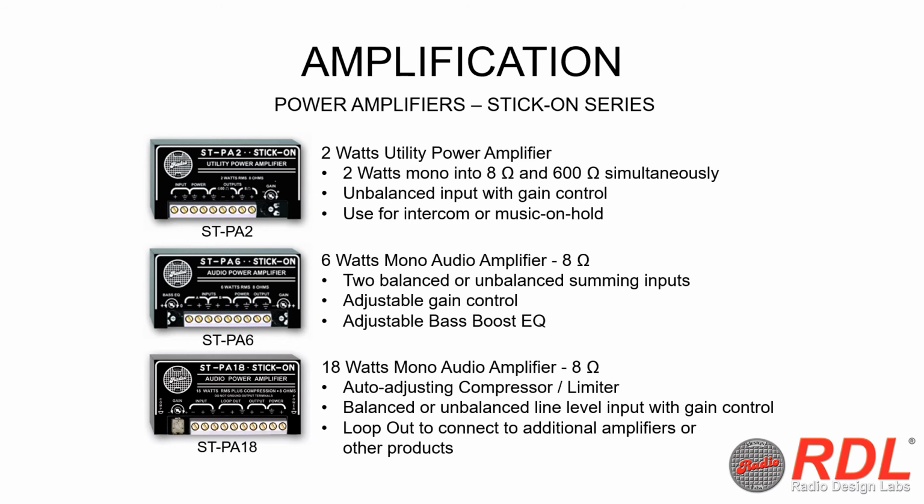The STPA6 is a 6 watts mono audio amplifier. It has 2 balanced or unbalanced summing inputs, adjustable gain control, and adjustable bass boost EQ. The STPA18 is an 18 watts mono amplifier. It has our auto-adjusting compressor limiter, balanced or unbalanced line level inputs with gain control, and it has a loop out feature to connect to additional amplifiers or other products.